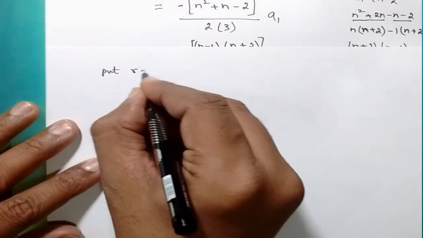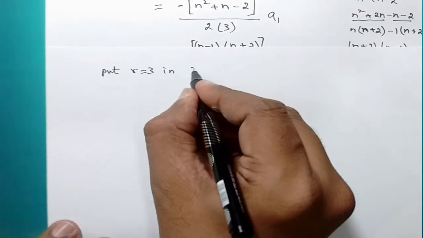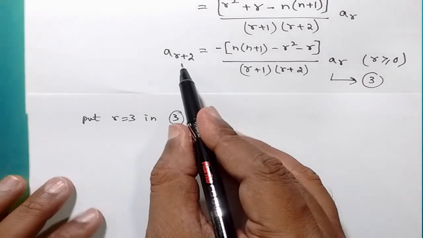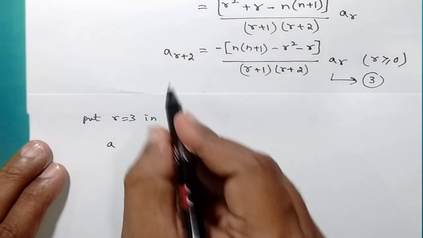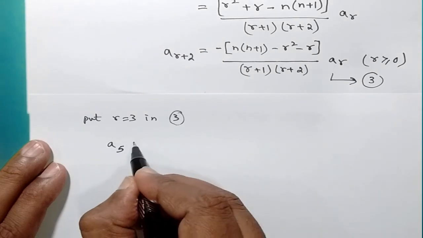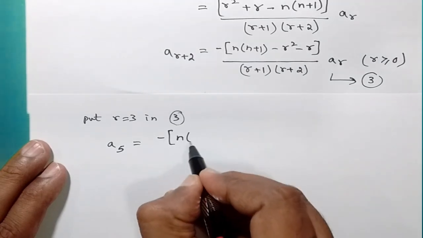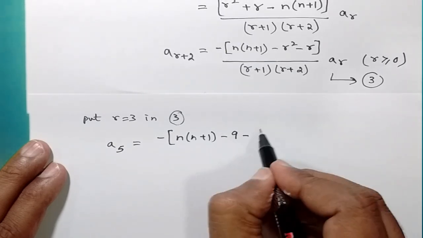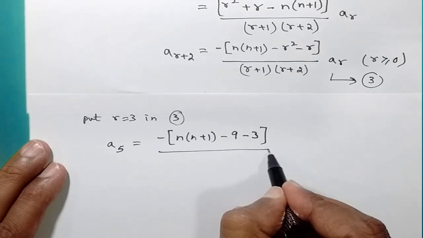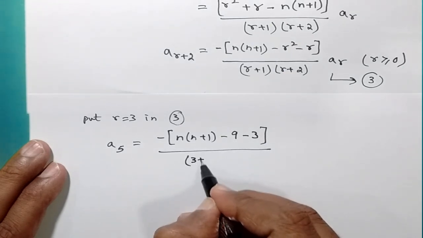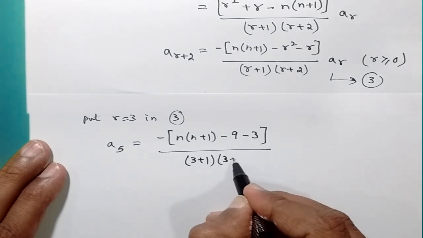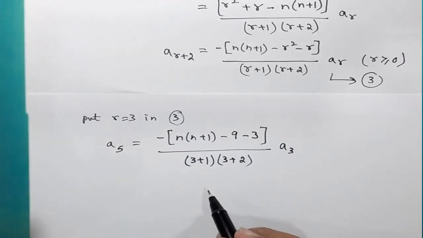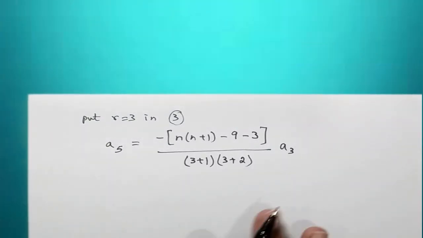Put r is equals to 3 in equation number 3. So put r is equals to 3 back in equation number 3. You will be getting a, r is 3, so 3 plus 2 will be 5, is equals to minus of n into n plus 1, minus of r is 3, so 3 square will become 9, minus r is 3, whole divided by r is 3, so 3 plus 1 into r is 3, so 3 plus 2 into a3. So let us try to simplify this expression.